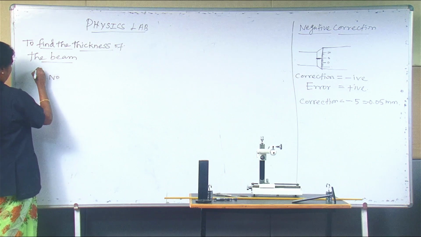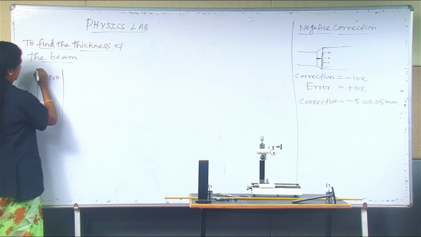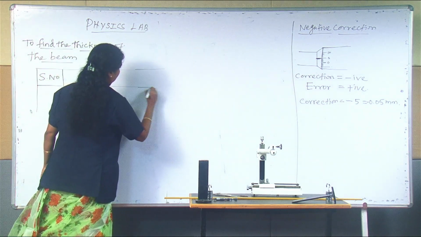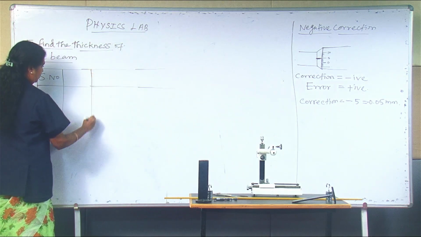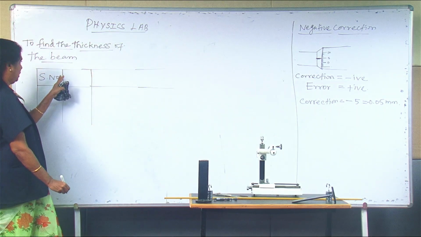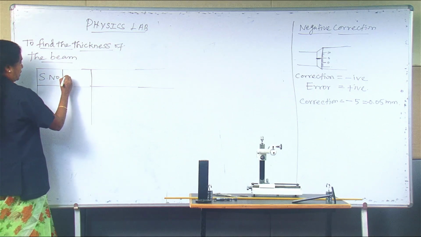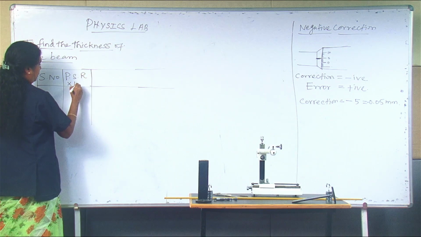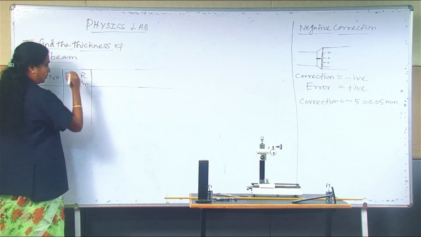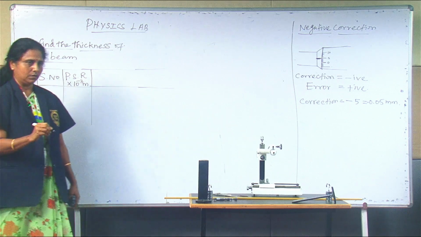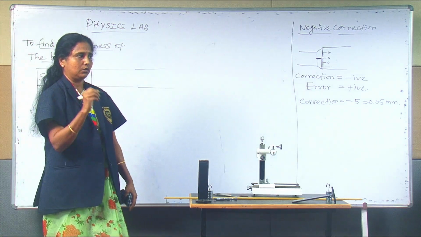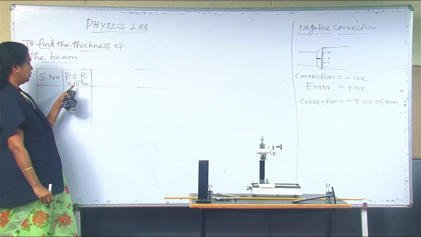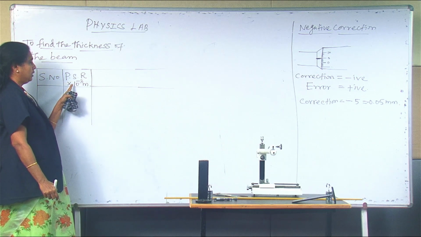So, serial number. Pitch scale reading, I simply write it as PSR, pitch scale reading, PSR into 10 power minus 3 meter. Everything you have to convert, because we are following the MKS system, so you have to convert into meter, kilogram and second. It is in millimeter, so millimeter to meter conversion becomes 10 power minus 3 meter.